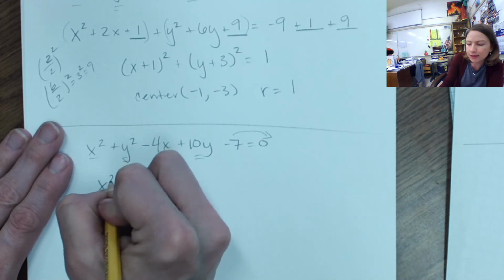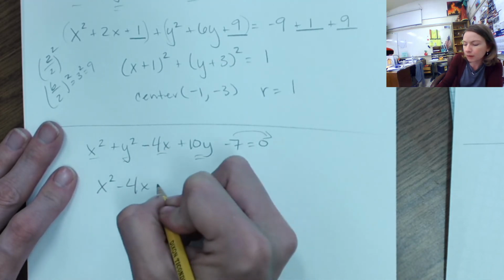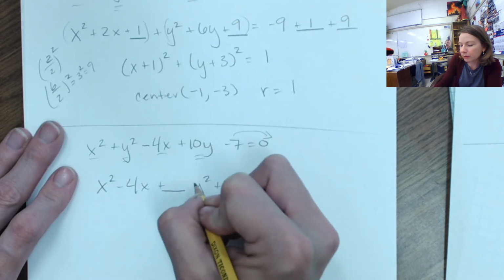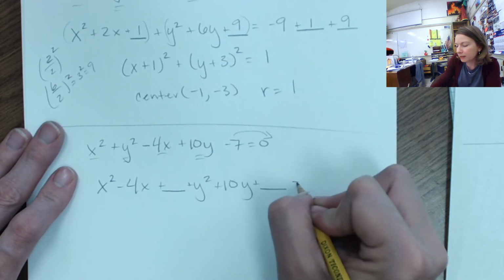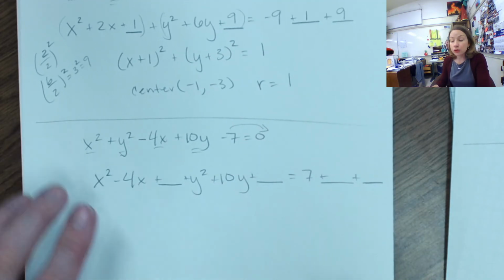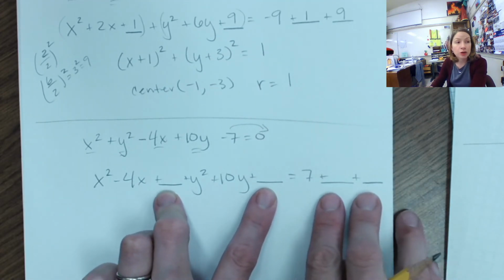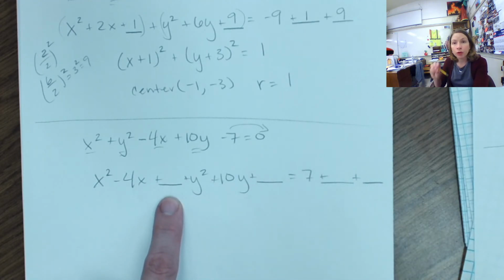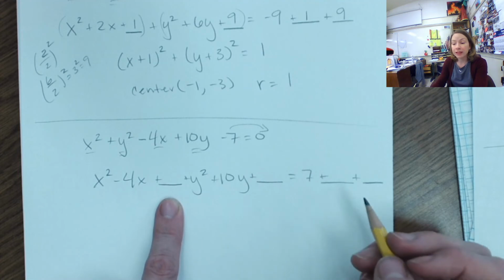Just pay attention to signs. Make sure you don't miss anything, right? x squared minus 4x plus blank, and then y squared plus 10y plus blank equals 7 plus blank plus blank. Right? It is really important to pay attention and make sure that you're doing it to both sides. And having those lines there for me to put the things that I'm adding onto makes it really easy.